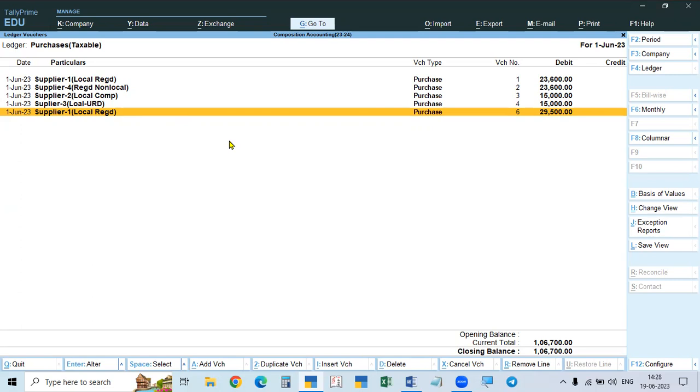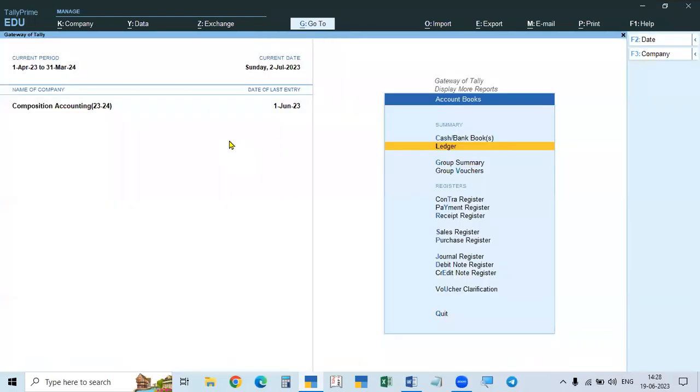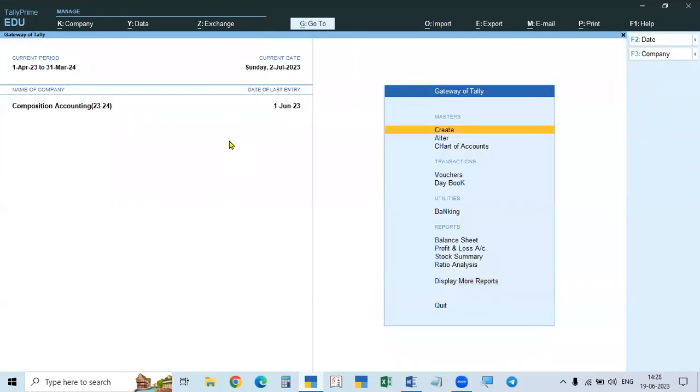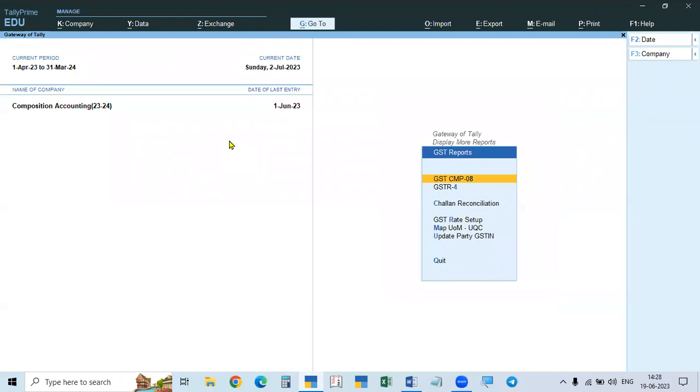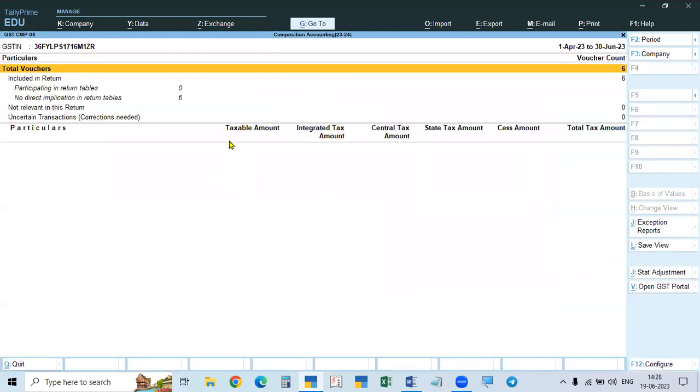So everything is completed. Now, these purchases will not be shown in the GST report. This is called CMP 08. It deals only with outward supplies, with sales only, just like GSTR 1, and also inward supplies, meaning purchases liable under reverse charge.